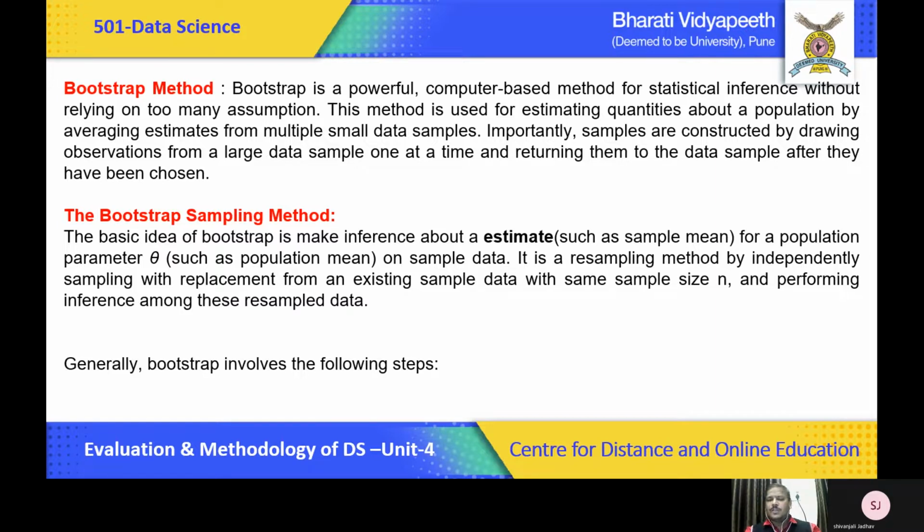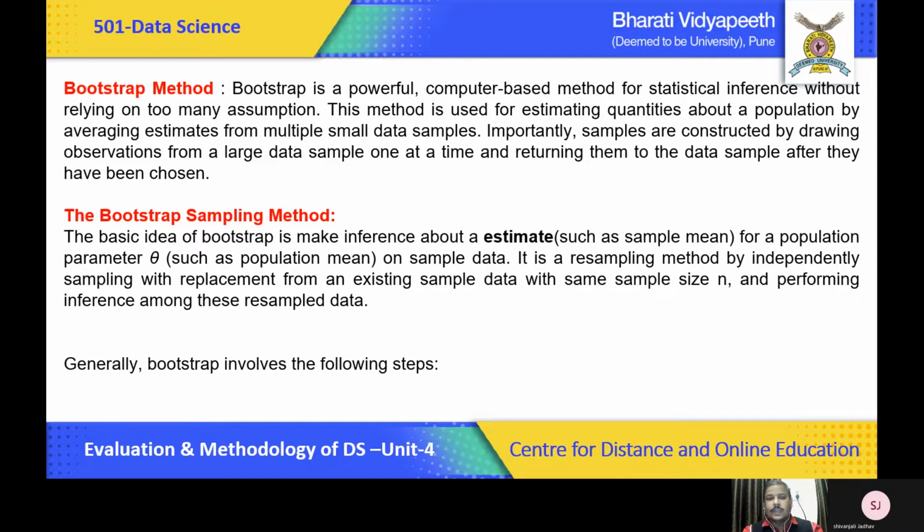So bootstrap sampling methods also we can use. The basic idea of bootstrap is to make inferences about an estimate such as a sample mean. Already we have covered mean, sample mean for a population parameter, that is theta, such as a population mean on the sample data. It is a resampling method by independently sampling with replacement from an existing sample data with the same sample size n and performing the inference among these sampled data, right?